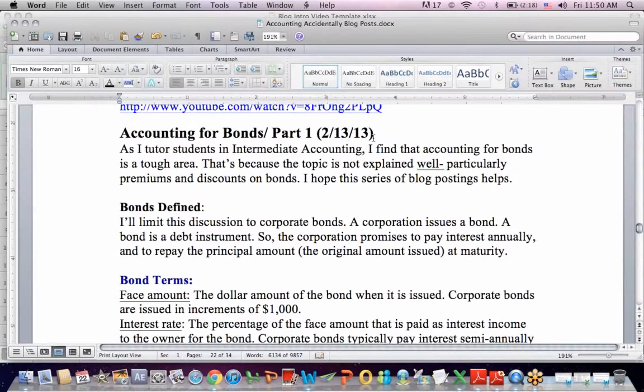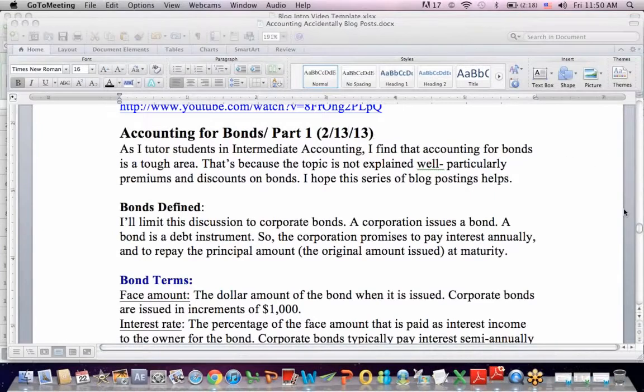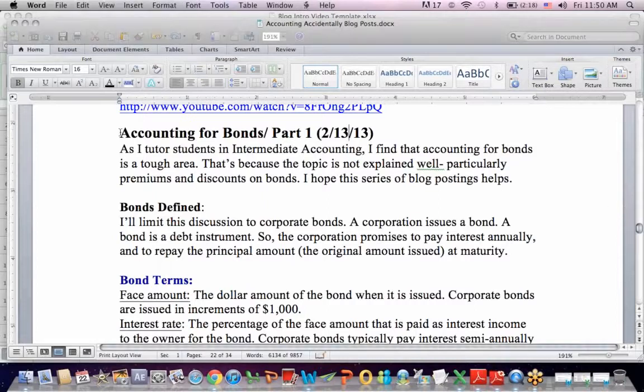This discussion starts with a blog that I did on February 13th, 2013. And it's my basic beginning of a discussion about accounting for bonds. And I find that this area isn't explained very well. And particularly difficult is the section on premiums and discounts on bonds. And I hope that this helps, both the blog post and the video.